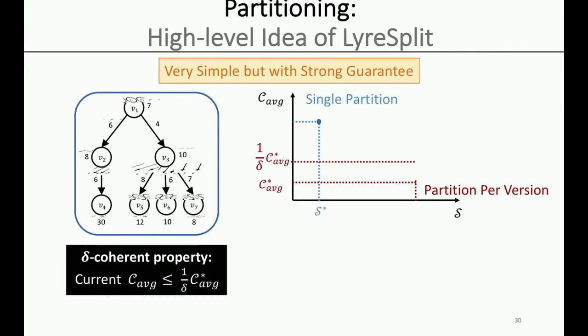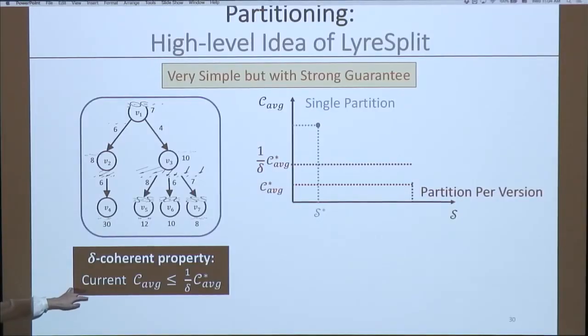We first define the delta coherent property. Mathematically, what it means is that the current checkout cost is within 1 over delta times the smallest possible average checkout cost. So the indication is that the versions inside this partition are very similar to each other.